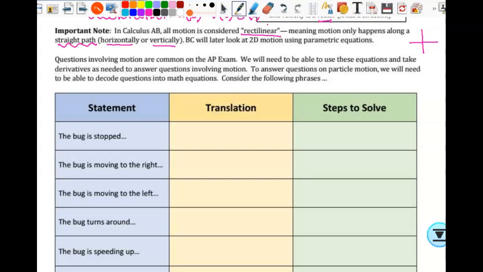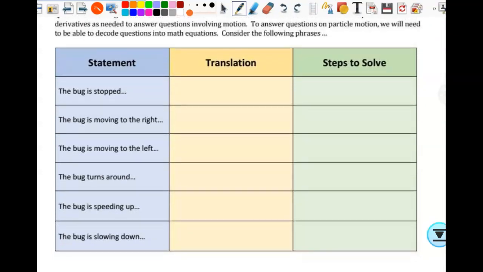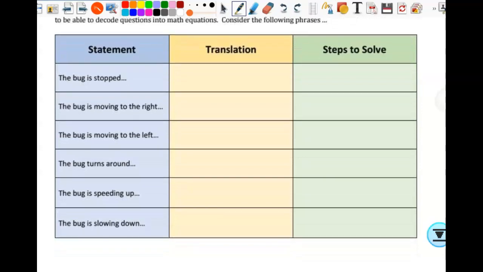All right, so questions involving motion are common on the AP exam. You are guaranteed to have some of these. We will need to be able to use these equations and take derivatives as needed to answer questions involving motion. To answer questions on particle motion, we will need to be able to decode questions into math equations.